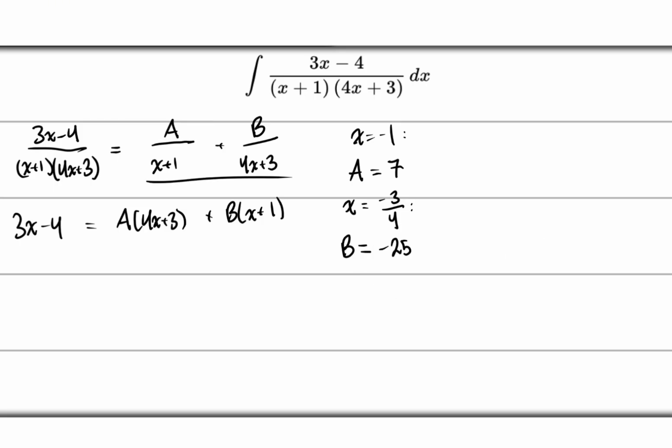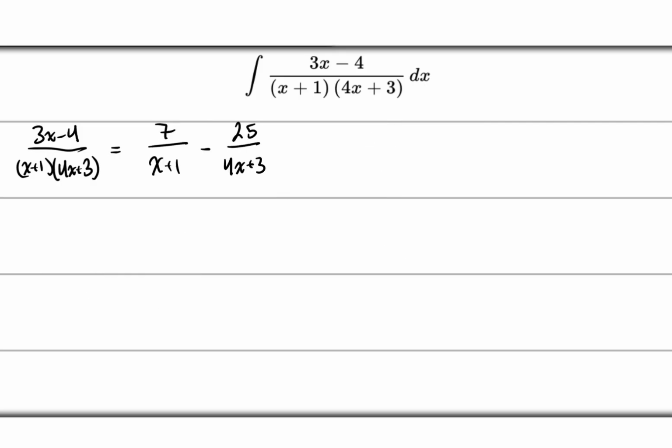Now let's rewrite this with our A and B values in mind. And so we have 7 over (x + 1) plus -25 over (4x + 3). And so what you notice here is instead of a plus the -25, I just made it minus instead, and it's the exact same thing. And so now we know that (3x - 4) over (x + 1)(4x + 3) is equivalent to 7 over (x + 1) minus 25 over (4x + 3). We can continue with our integration.